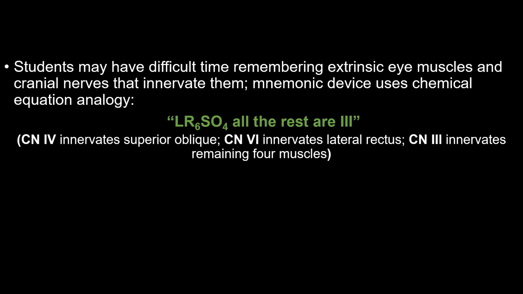So a thing that students can use to study this, to remember which nerves innervate which extrinsic eye muscles, is LR6, SO4, all the rest are 3. Lateral rectus is done by cranial nerve 6. Superior oblique is done by cranial nerve 4. All the rest are 3. So lateral rectus 6, superior oblique 4, all the rest are 3. That should make sense for you guys.